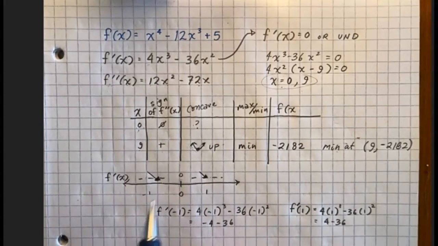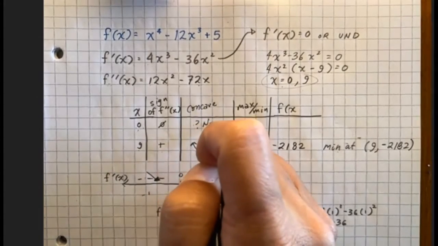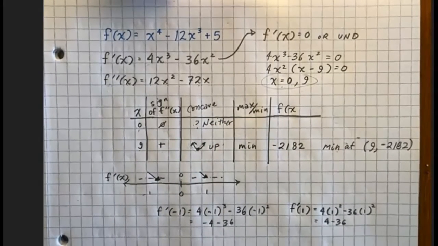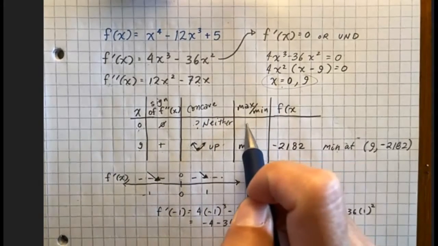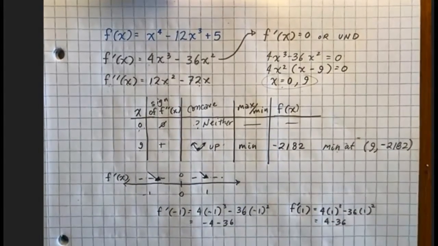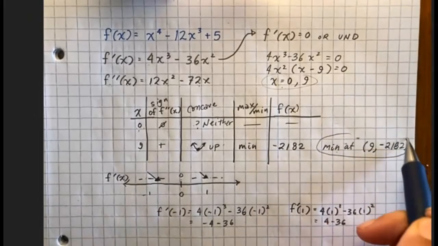So at x equals 0, the function is neither concave up nor concave down. It's where it's switching. And it's not a max nor a min. And we don't care what the function value is there because it's neither a max nor a min. So all we have is a local min here.